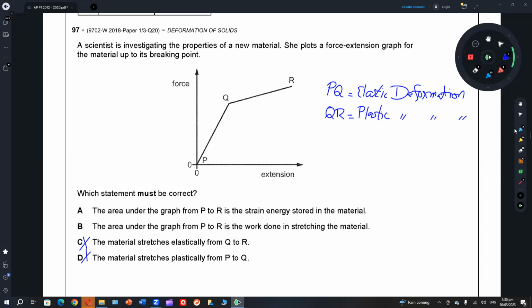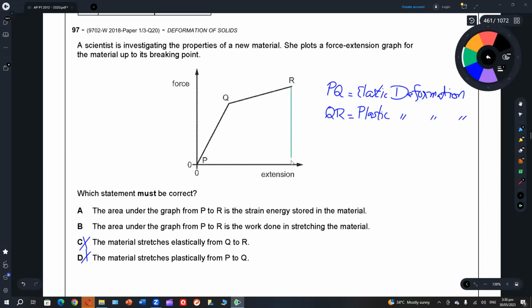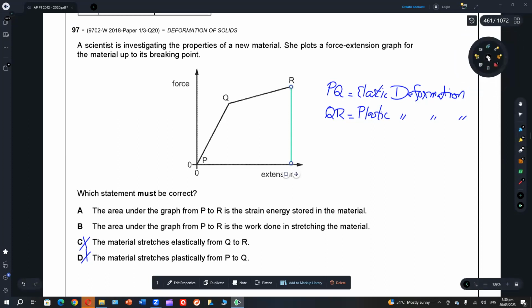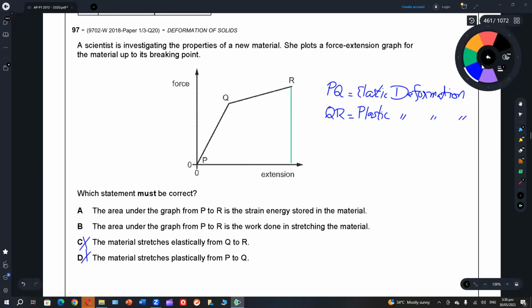Now, the two options remaining are very close until you have a good understanding of the difference. The area under the graph from P to R. So will it be work done because it is the same, touching the extension? The judgment is right, but we should explore it further for our memory clearance, that is why it is not strain energy.